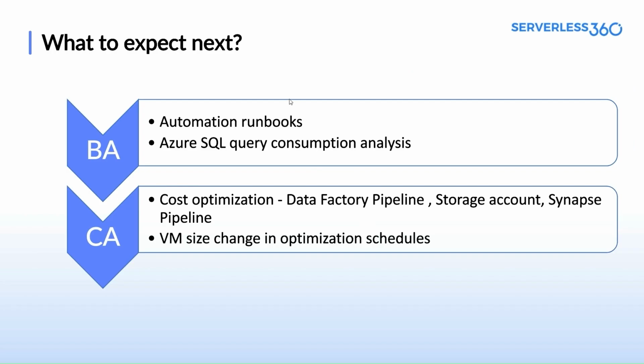That's all about the October release features. Let's now look into the upcoming release items. In the Business Application module, we'll be bringing in support for a new resource type, Automation Runbooks. The other feature is the Azure SQL Query Consumption Analysis. In the Cost Analyzer module, we'll be supporting 3 new resource types like Data Factory Pipeline, Storage Account, and Synapse Pipeline in the Optimization section. The next feature will be Virtual Machine Size Change in the Optimization Schedules.